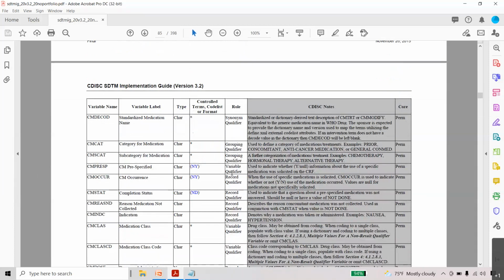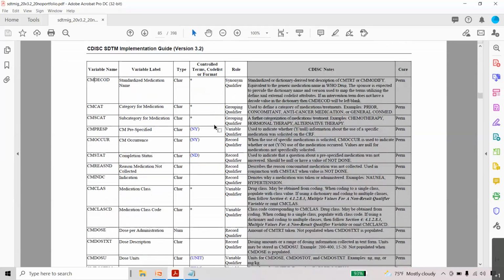But when you want to make any tables or listings, it is necessary to take the CM decode variable instead of CMTRT, because CMTRT is a verbatim term, but if you see CM decode, it is a standardized medication. And it is also one of the interview questions, like which variable values you will take. So CM decode is preferable. Even in the AE, we can take AE decode instead of AE term.